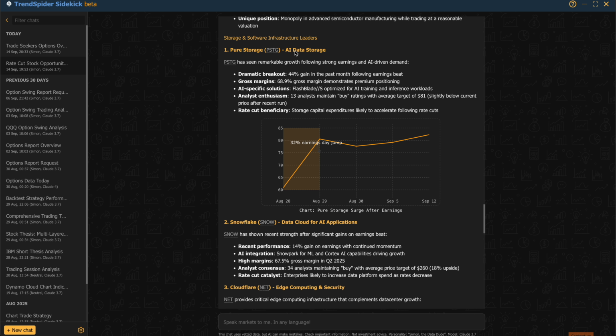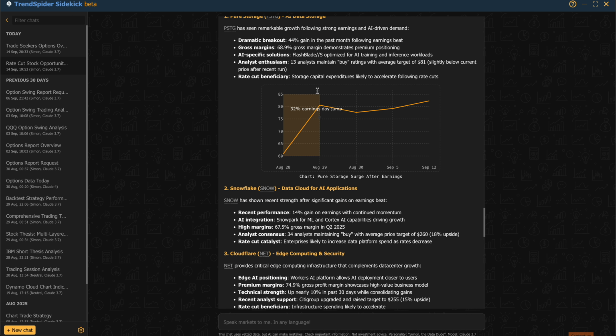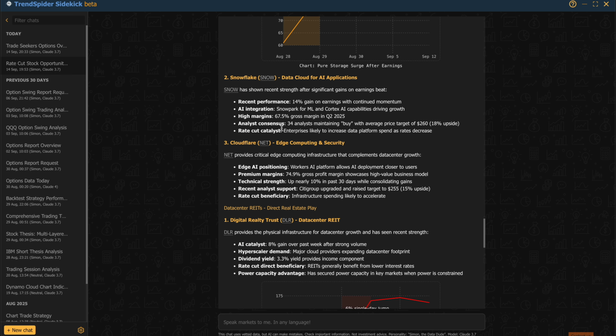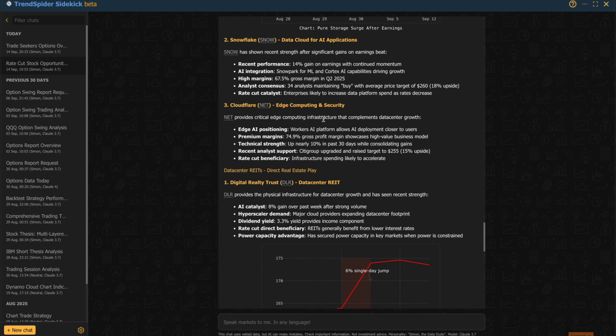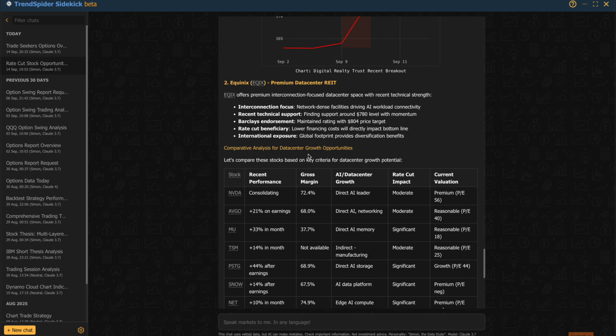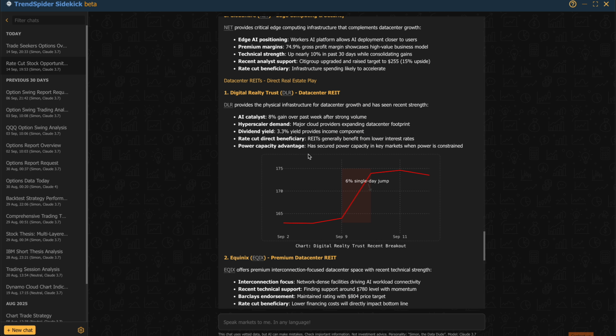Storage, yep, it's good. Gonna have storage demands. These models are huge, although it's different. Snowflake, yeah, they're kind of coming back a little bit. Cloudflare, interesting. DLR, data center REITs. So okay, data center REITs.